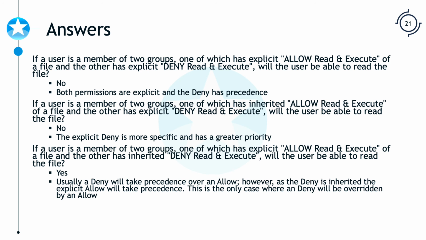Question 3, we have an explicit allow and an inherited deny. Will the user be able to read the file? In this case, yes. Remember, the denies are going to win out over the same type of an allow. But here we have an explicit allow, whereas we have an inherited deny. In that case, the explicit allow is going to win over the inherited deny.